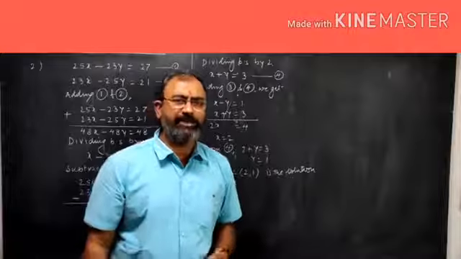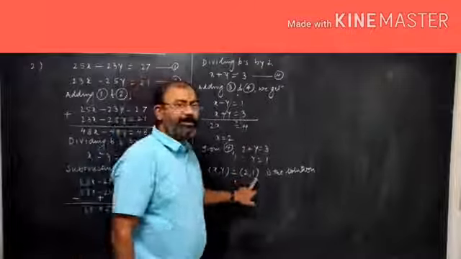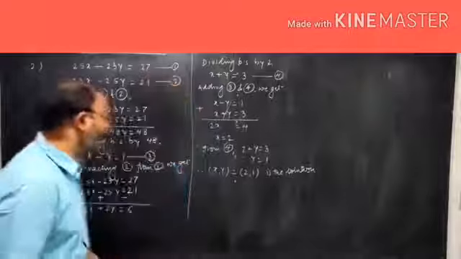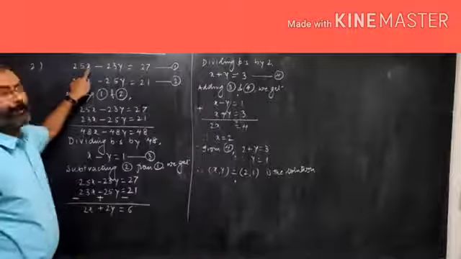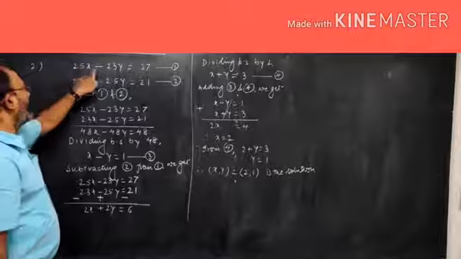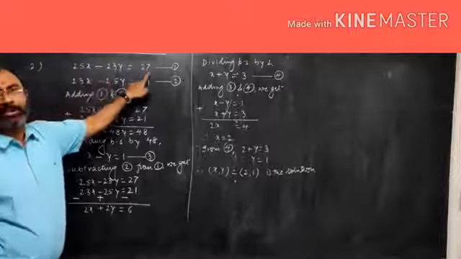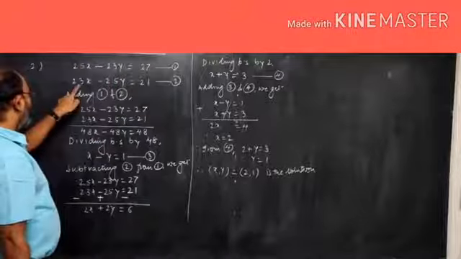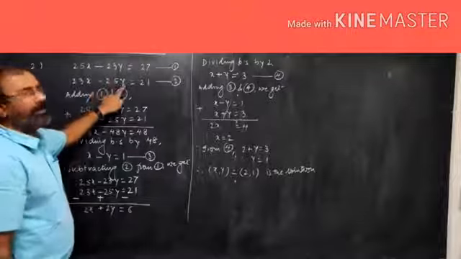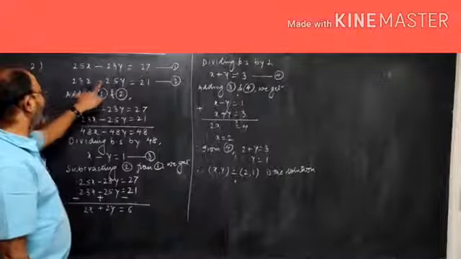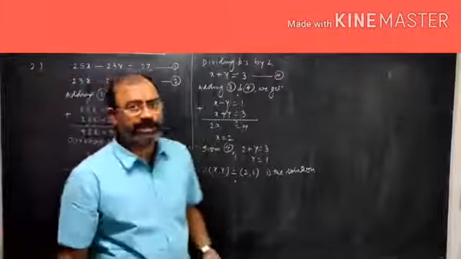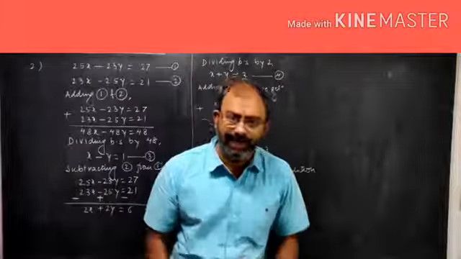If you want, you can check the solution also. Put these values and verify whether the original equations are satisfied or not. Let us put 25 into 2, 50. 23 into 1, 23. 50 minus 23 is equal to 27. Correct. 23 into 2, 46. 25 into 1, 25. 46 minus 25 is equal to 21. So both the equations are satisfied by this solution.